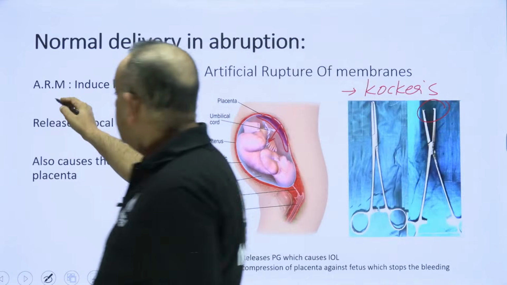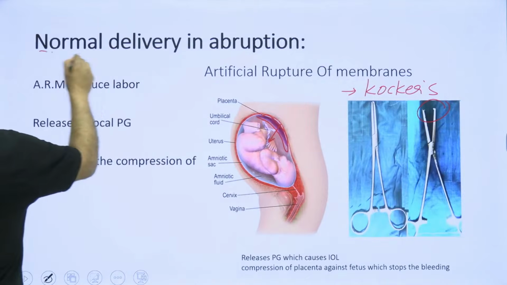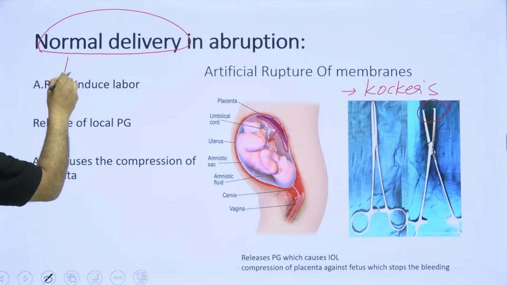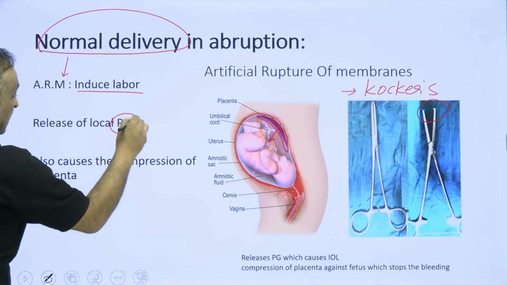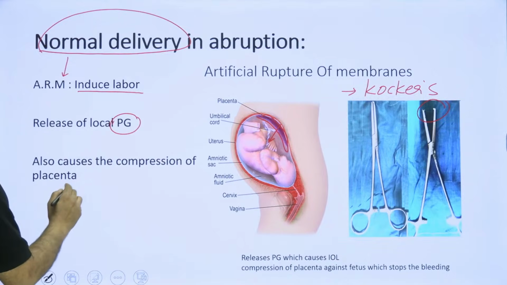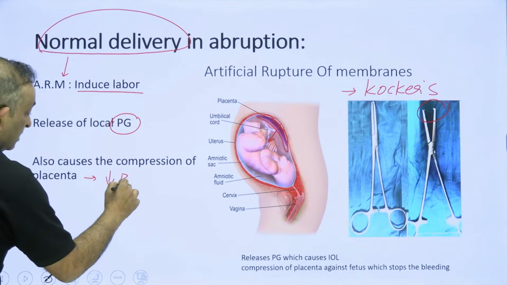So what is written here? For the normal delivery in abruption, what do you do? You do an artificial rupture of membranes. That induces labor because it releases local prostaglandins and also causes compression of the placenta. That reduces the bleeding.